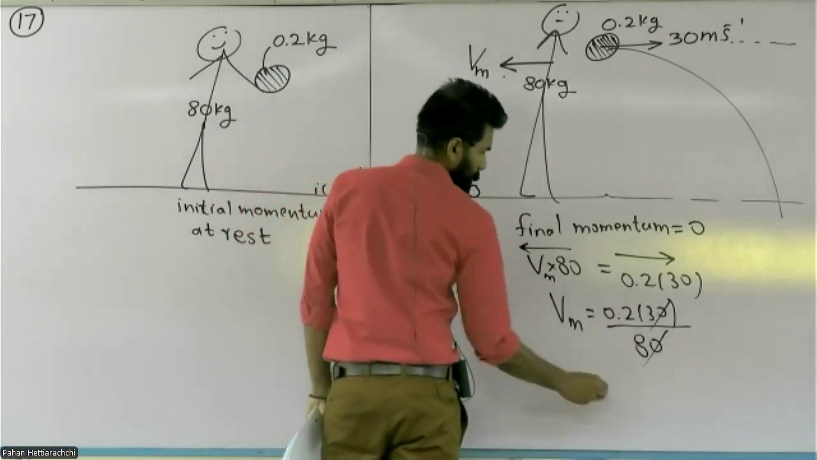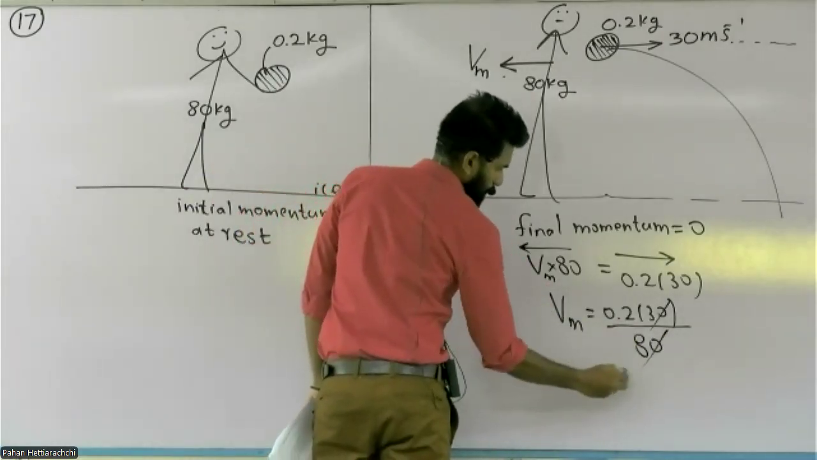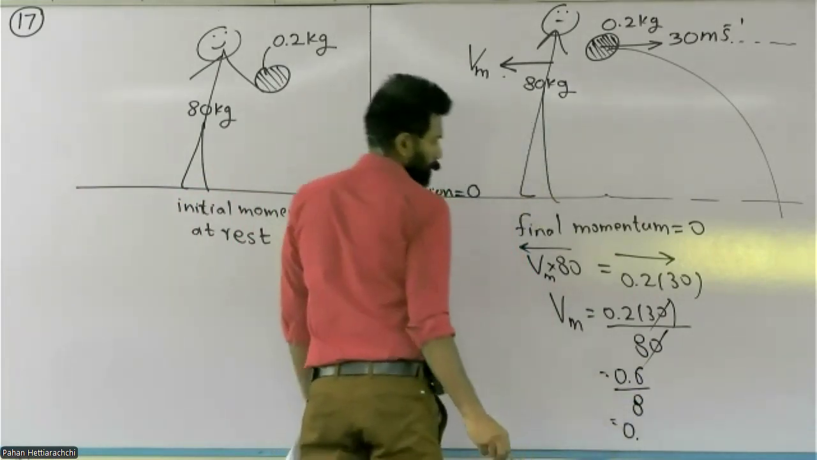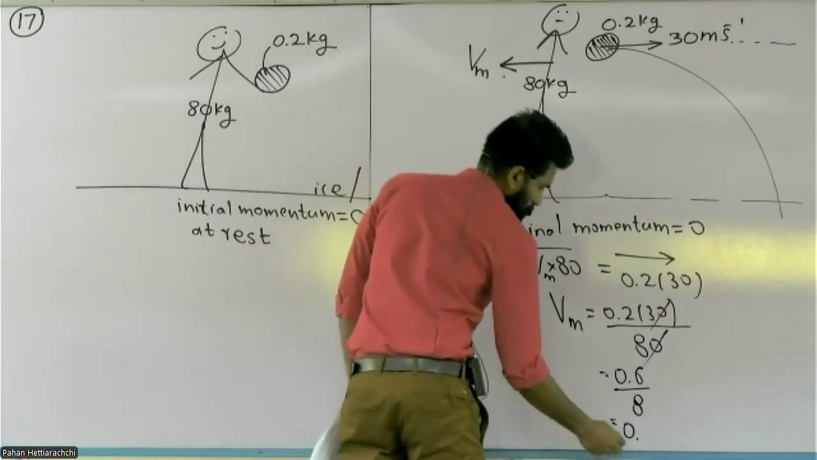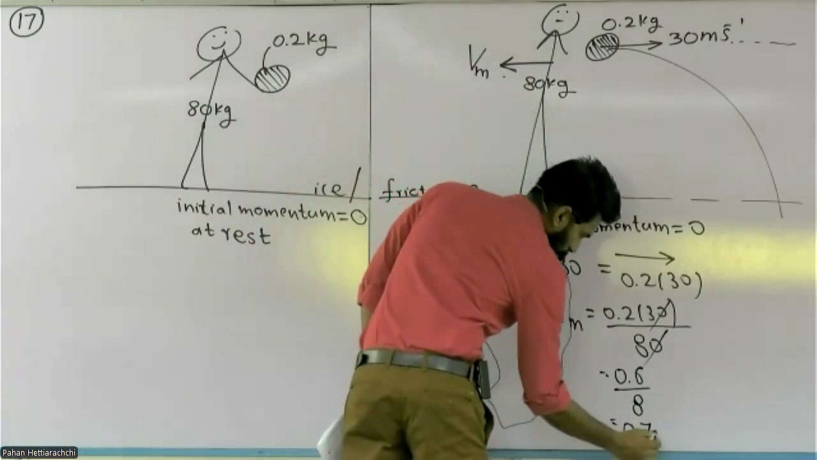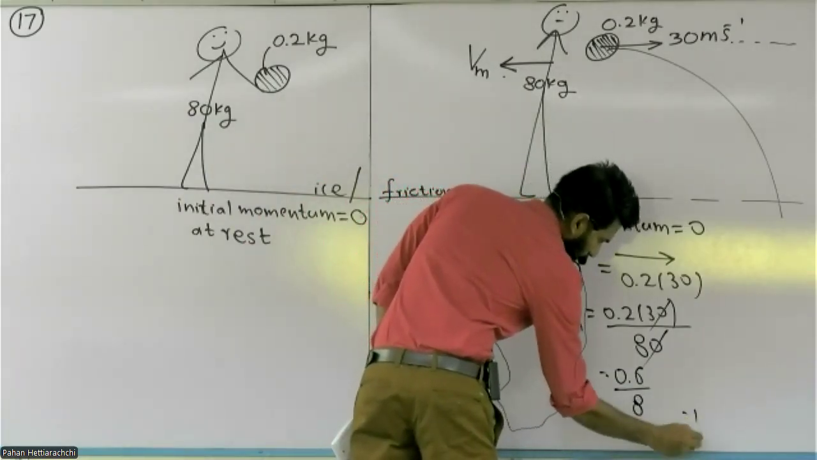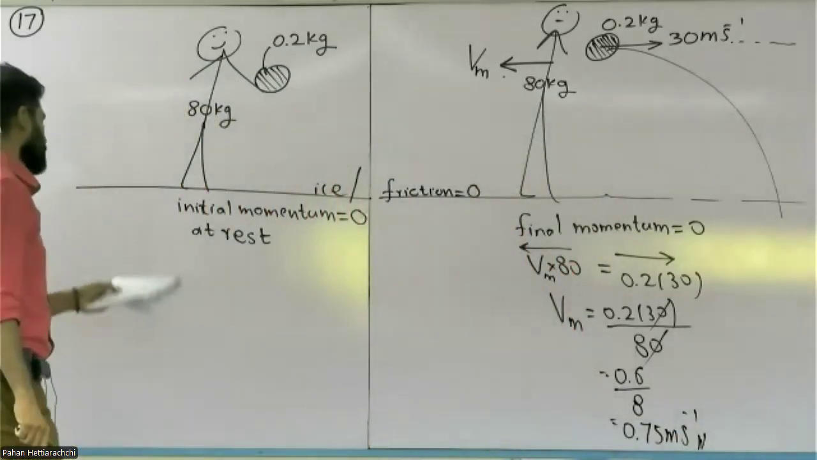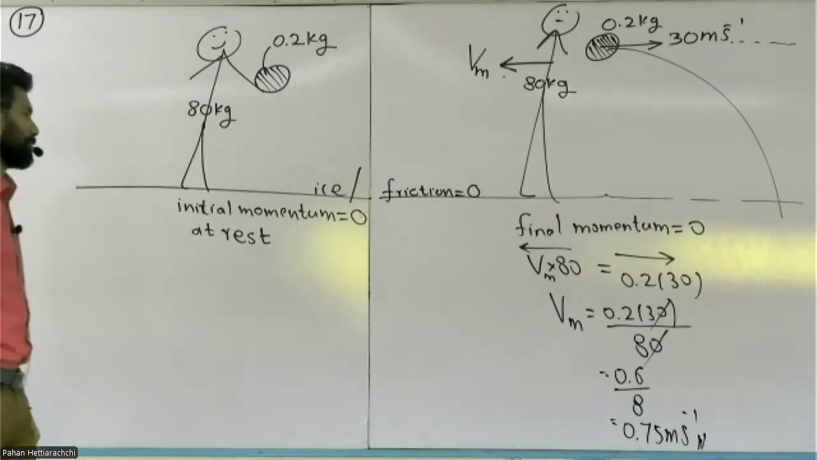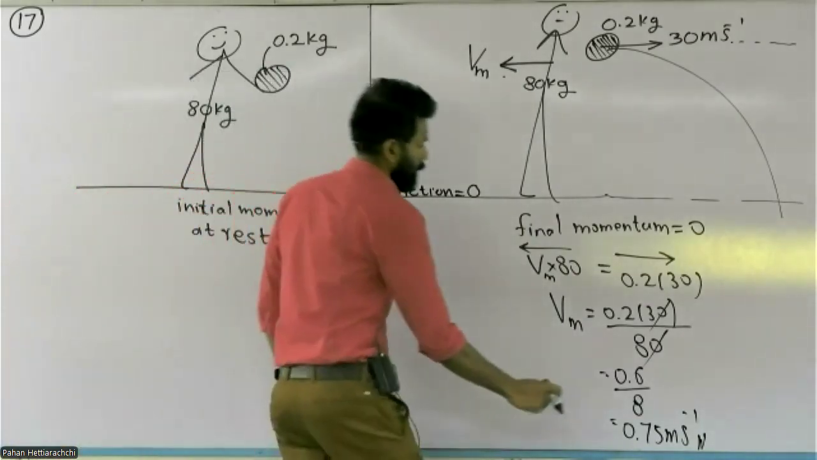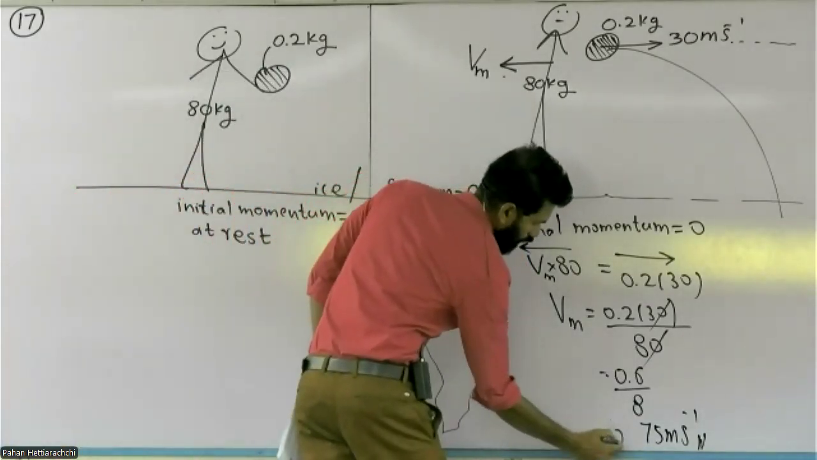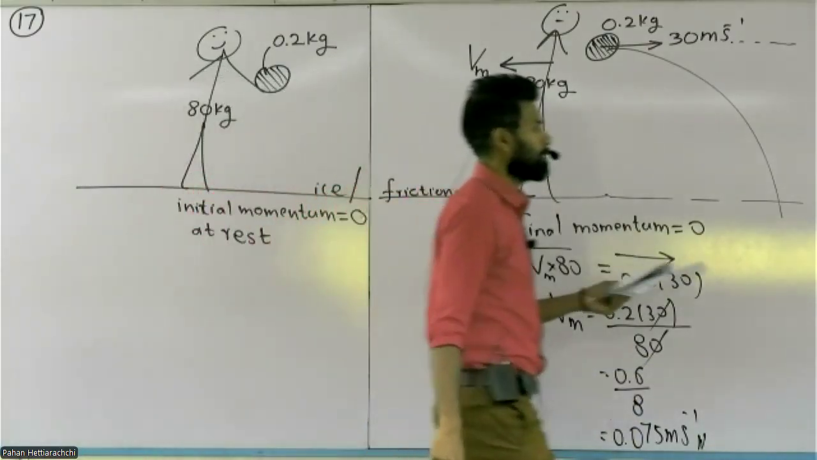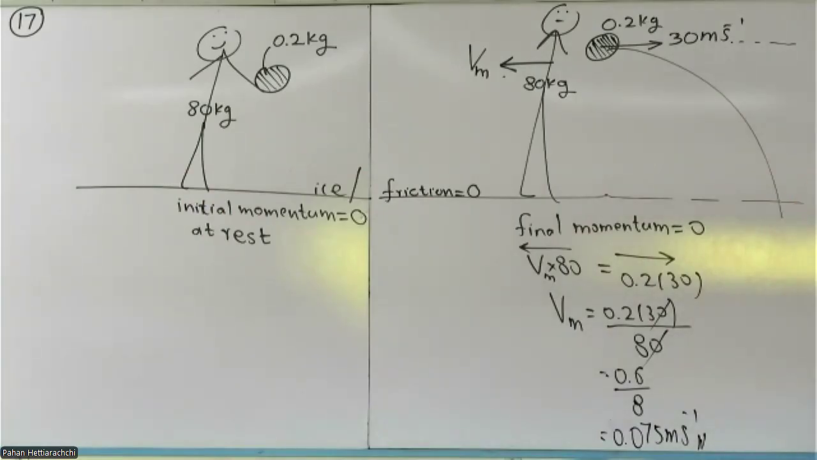What will happen? 0.6 over 8. 0.75 meters per second. Okay, 0.075, no? 0.075 meters per second.